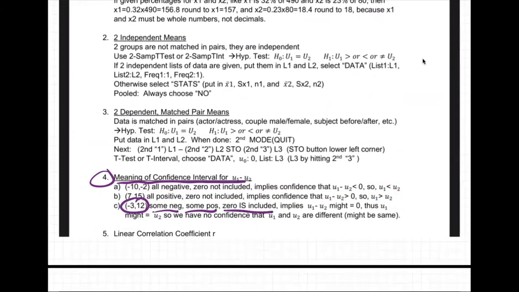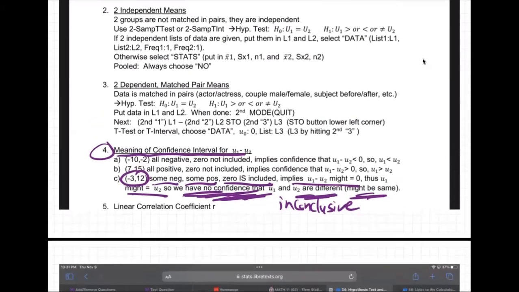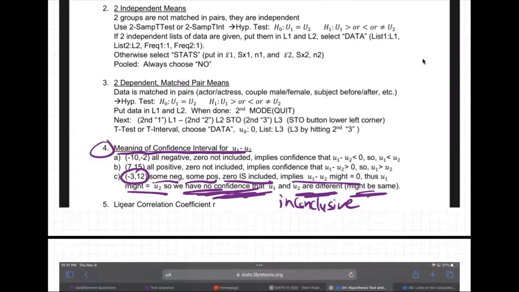That means 0 is included. So it might equal 0. Thus, they might be equal. So we have no confidence that they're different. They might be the same. No confidence that they're different. It's inconclusive, in other words. Why are we saying that? We took the difference between 2 numbers, and that difference could be negative, or it could be positive, or anywhere in between. It even could be 0, right?